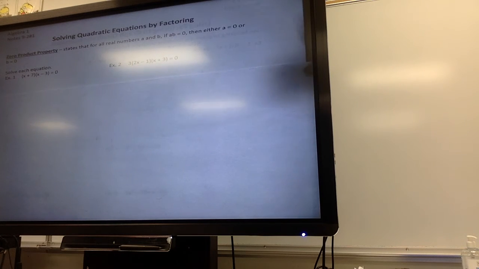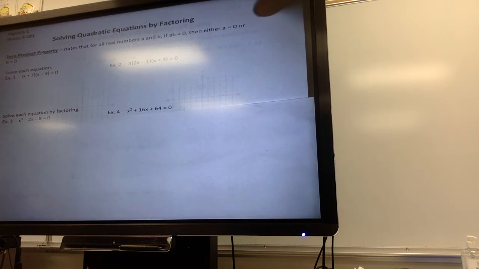Now, those are already factored for you. And you're also going to see some quadratic equations. You'd write down example 3. It says solve each equation by factoring.